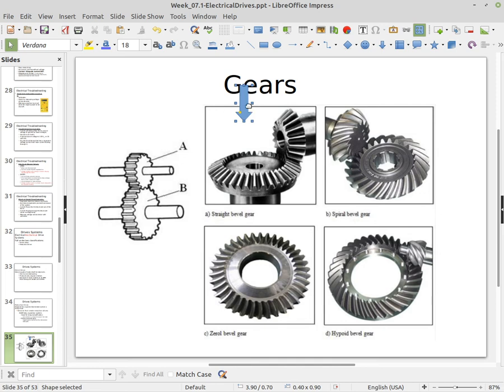Over here on the left, we just have two gears that are directly connected. And so what happens here, if A is turning clockwise, then the B gear is going to turn counterclockwise.